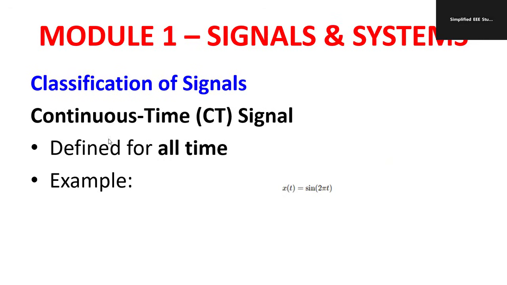How do you classify the signals? Continuous time signal is defined for all time. For example, x of t is equal to sine 2 pi t. That is a continuous time signal. You can draw a simple graph to represent it. And that is what a continuous time signal is.